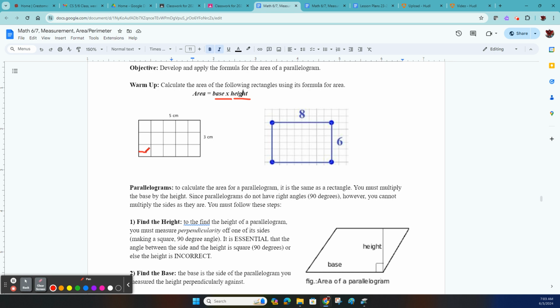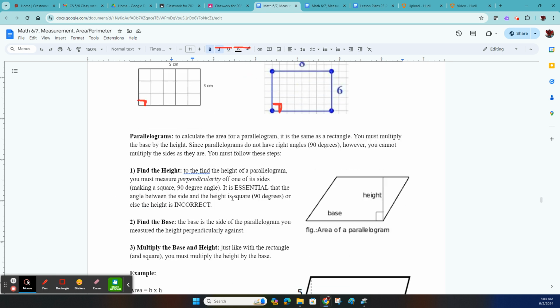So take a look between our height and our base. What angle are they forming? Yeah, you betcha, a 90-degree angle. It's a rectangle, so of course it's 90-degree angles. Okay, but that's the relationship we need to see between our base and our height, a 90-degree angle. And that's what allows us to multiply base by height, and that's why we get these square units, because squares have 90-degree angles as well.